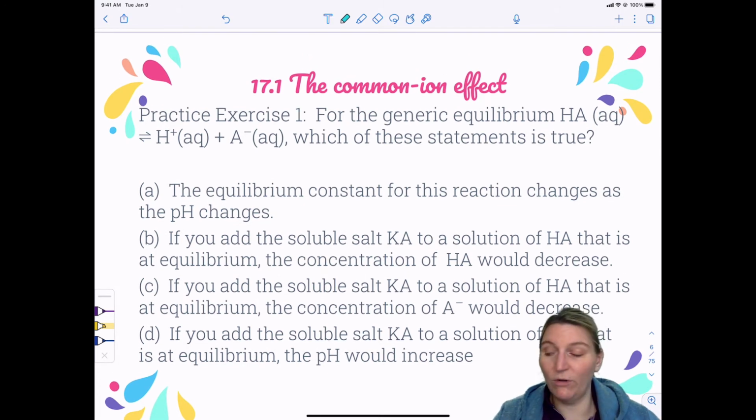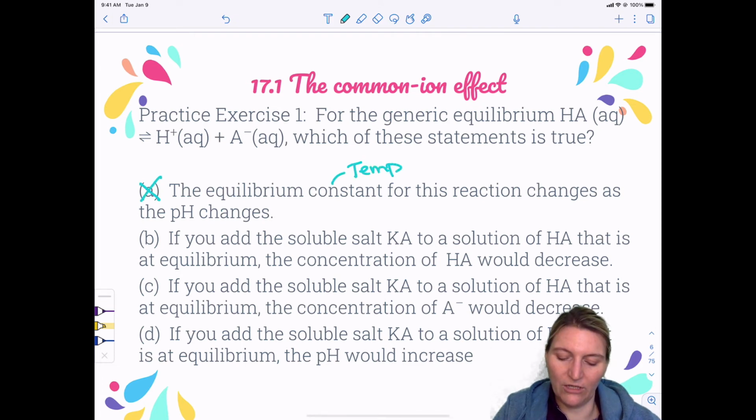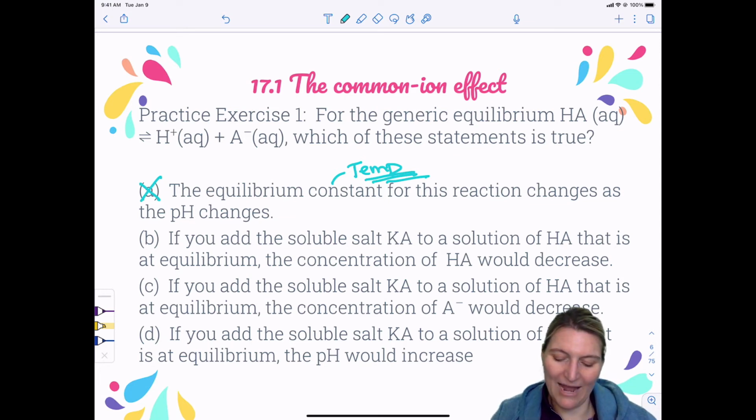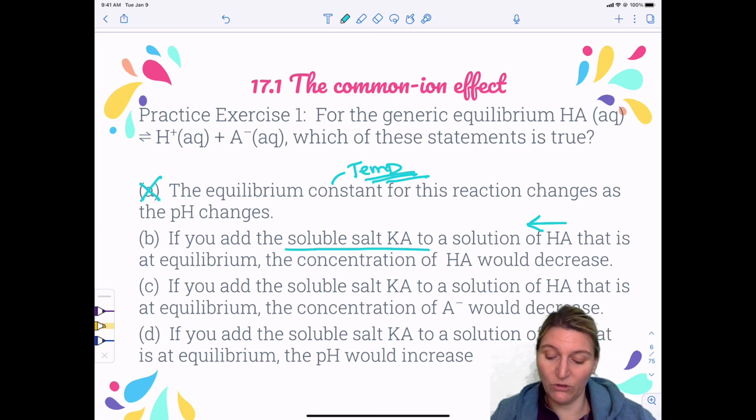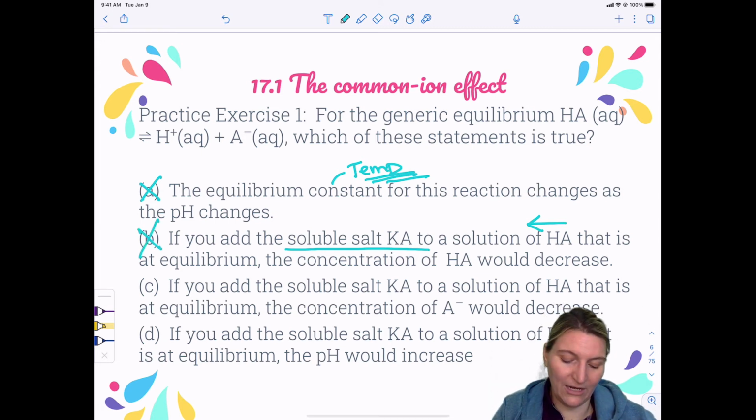It's just asking which of the following statements is true. The equilibrium constant for the reaction changes as pH changes. We know that's not true. Hopefully we know that the only thing that can change the equilibrium constant is the temperature. If you add the soluble salt to a solution of HA that is at equilibrium, the concentration of HA would decrease. Well, what we've seen is that if we add that common ion effect, it pushes the equilibrium to the left, which would mean that the concentration of HA would actually increase.